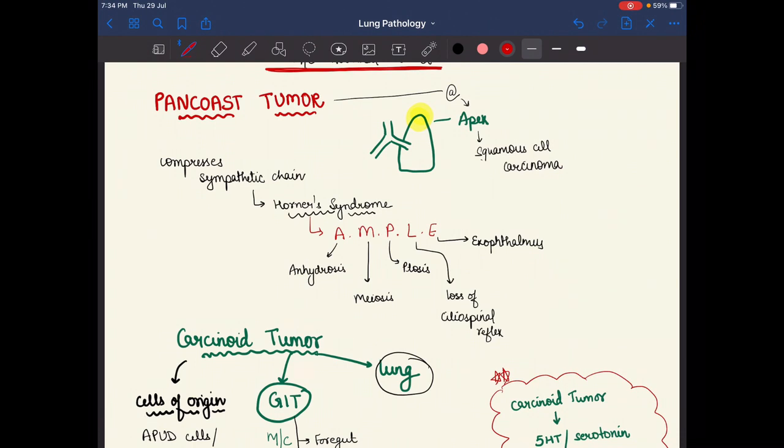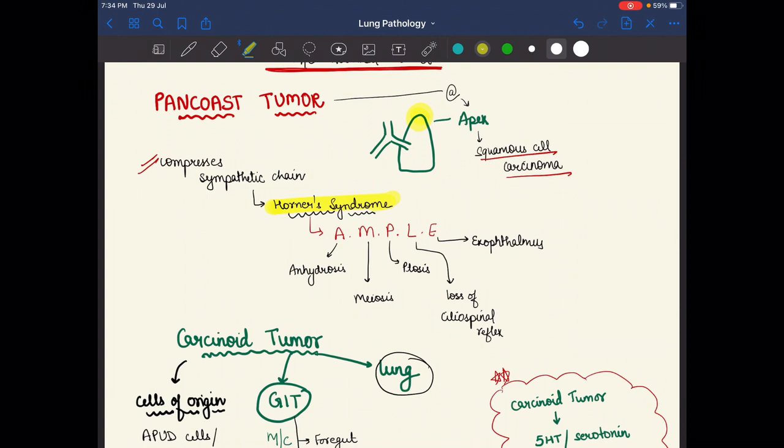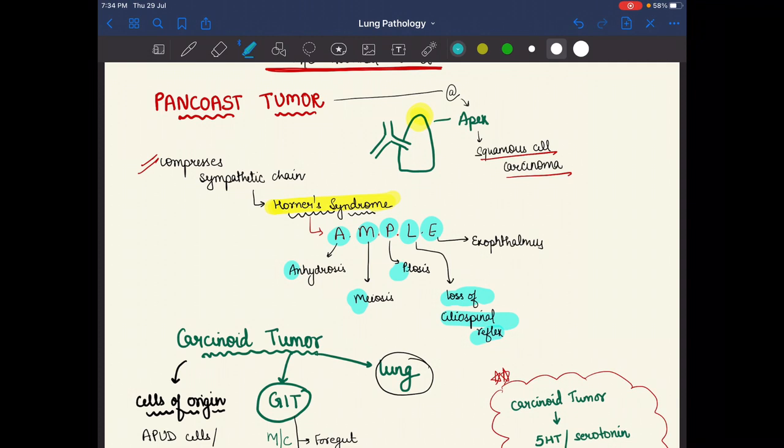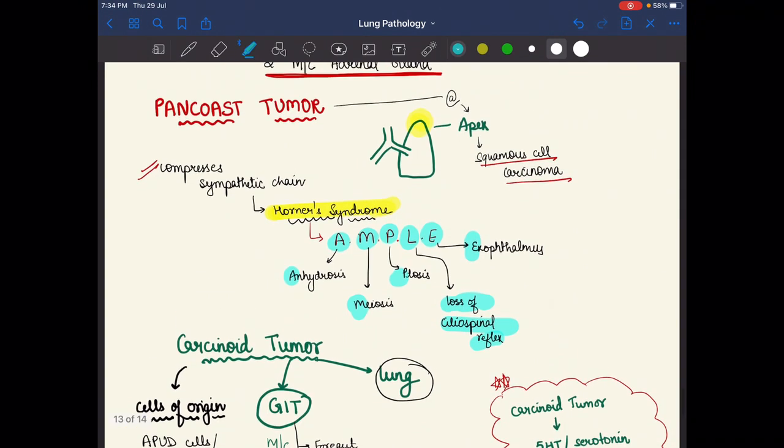The Pancoast tumor is at the apex, and is a squamous cell carcinoma. It compresses the sympathetic chain, and as the sympathetic chain is compressed, it shows Horner syndrome. For Horner syndrome, we have one trick for the features seen: APLOMB. In Horner syndrome we have A for anhidrosis, M for miosis, P for ptosis, L for loss of ciliospinal reflex, and E for enophthalmos. These are the features seen in Horner syndrome.